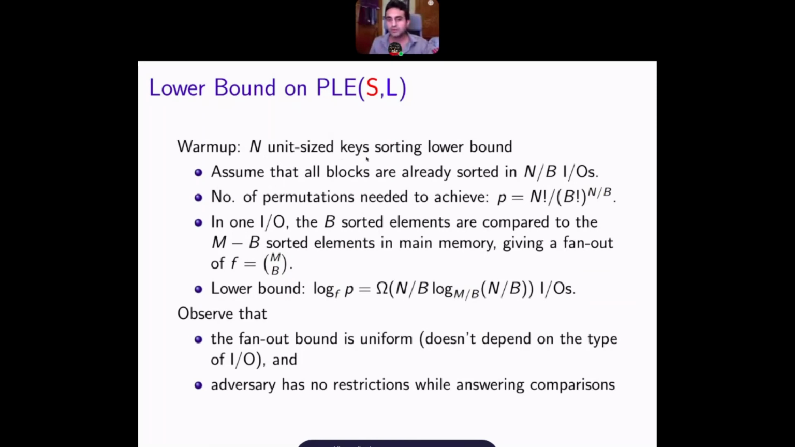So what is the lower bound for unit size keys? If you have n unit size keys, first you can assume that they're all sorted in n over B IOs. Then the number of permutations that you need to achieve is n factorial divided by the number of permutations you've already achieved by sorting the blocks. Then you talk about fan out: in one IO, how many permutations can you achieve? It turns out it's m choose B. You take the log and you get your lower bound. The main thing here is that the fan out is uniform, there's only one type of IO, and also the adversary has no restrictions. You can make your answers however you want.